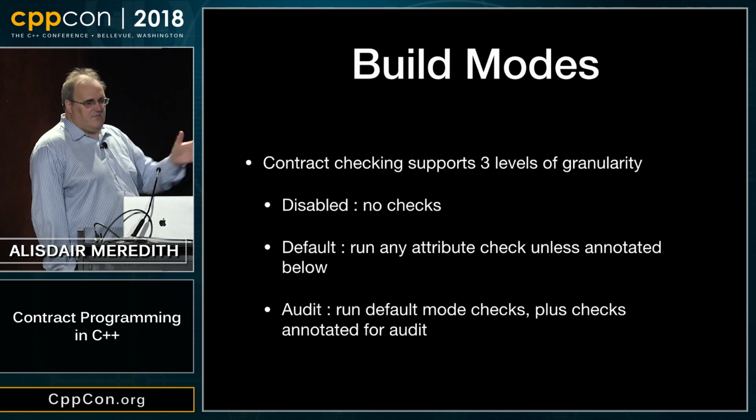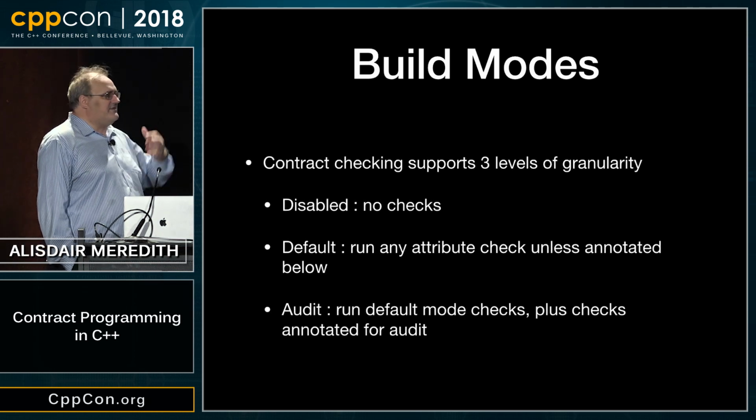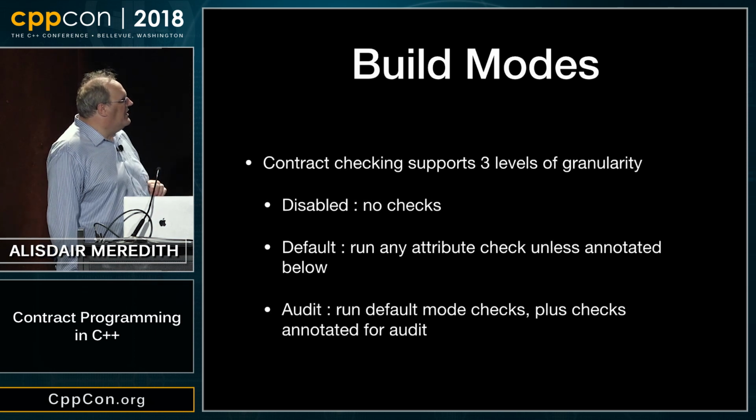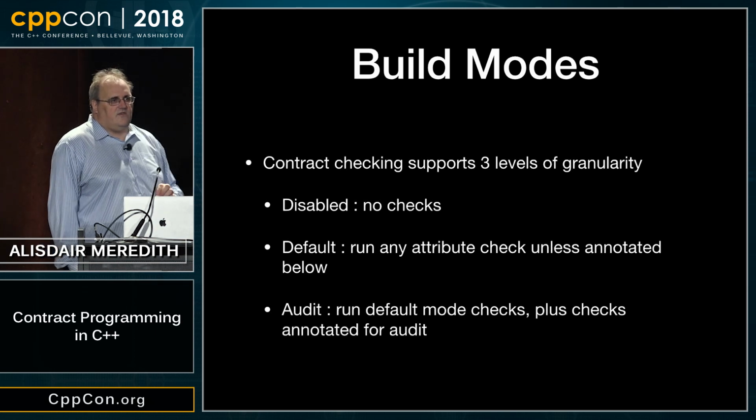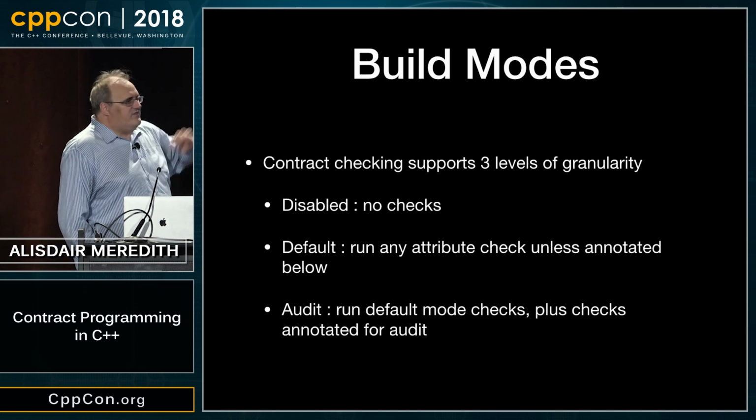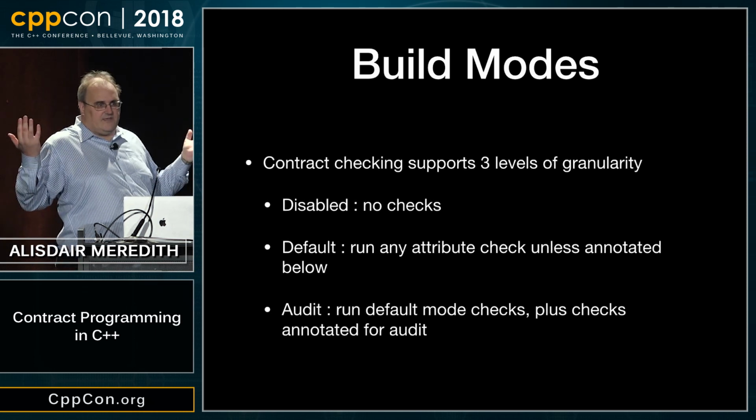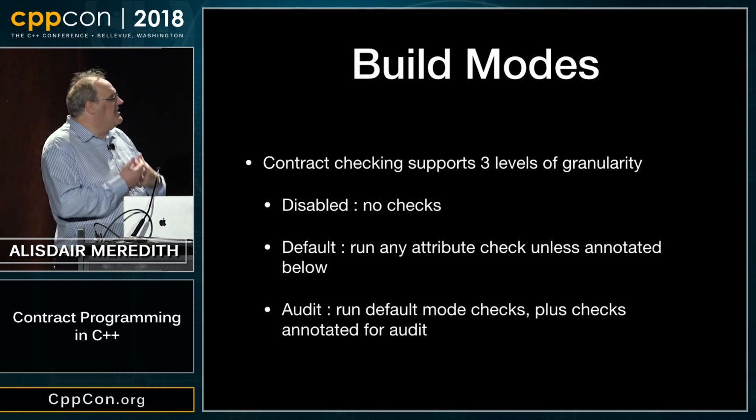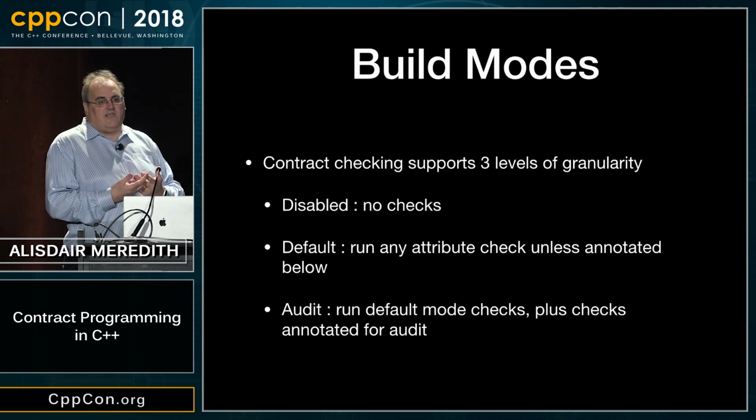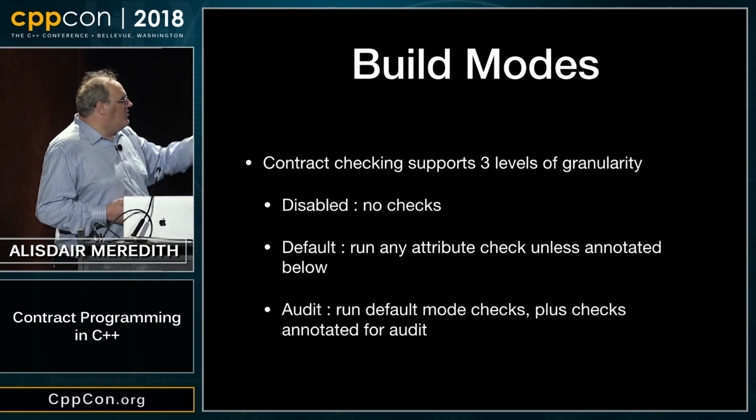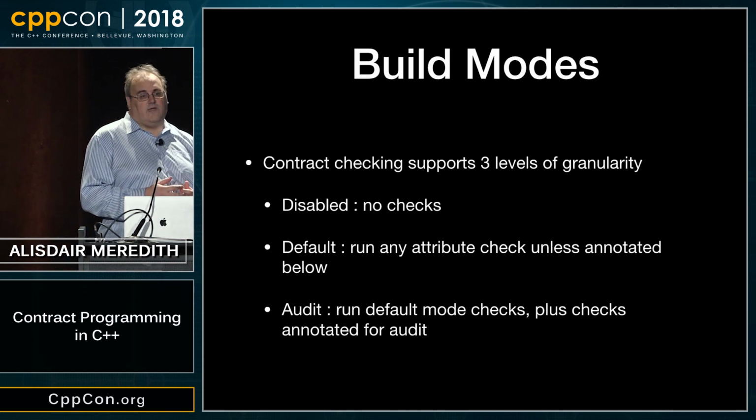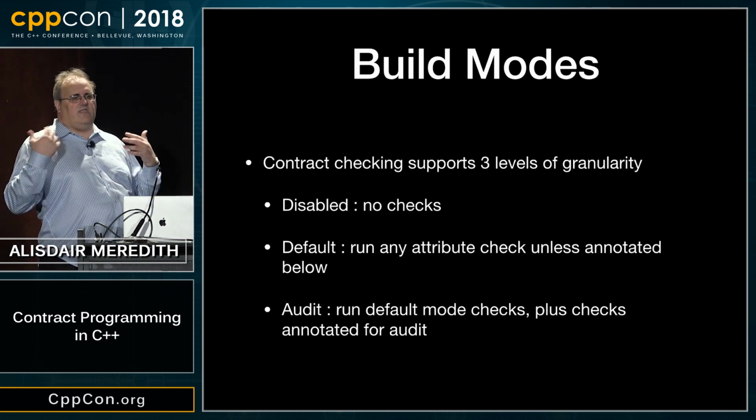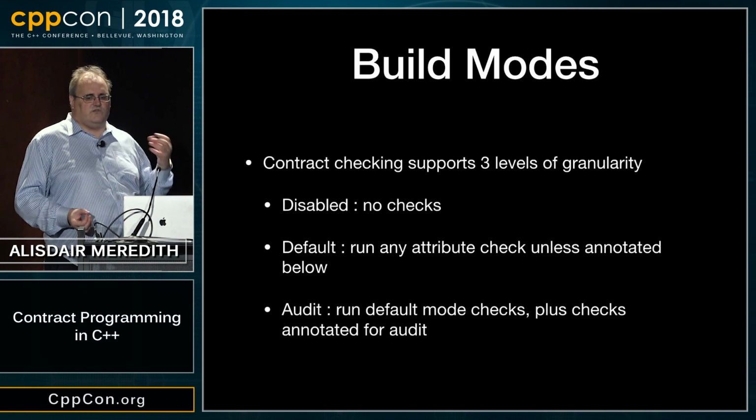The other thing that comes as an element, a dimension of our ability to control how we check the code, is we have the notion of build modes. If we think back to standard C assert, we've got the disabled mode where checks simply don't run, and what I'm calling the default mode that says, yeah, we're going to run the checks you told me to check. But we're also allowing for a more expensive audit mode, which says, you know, some checks might be so expensive that even in a regular build, I don't want to run them.